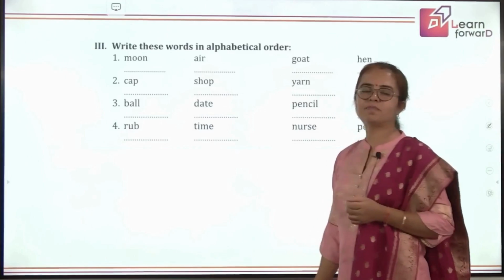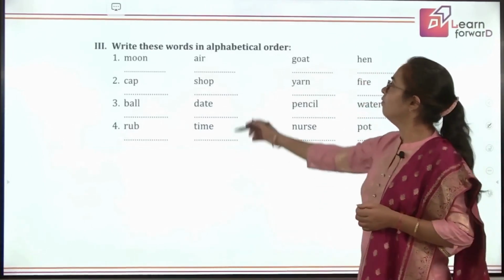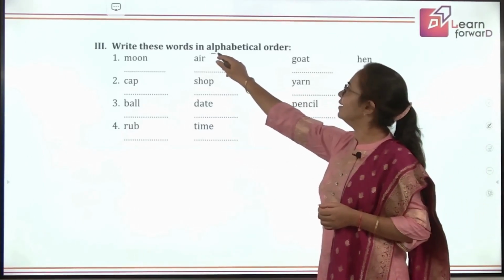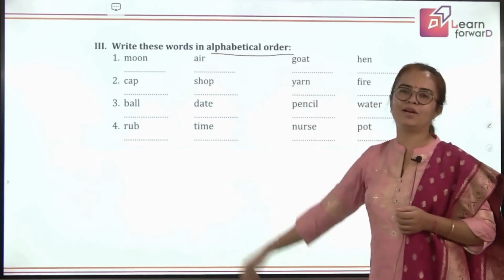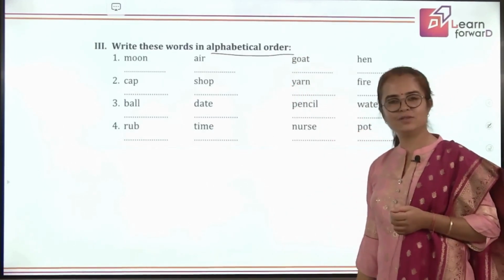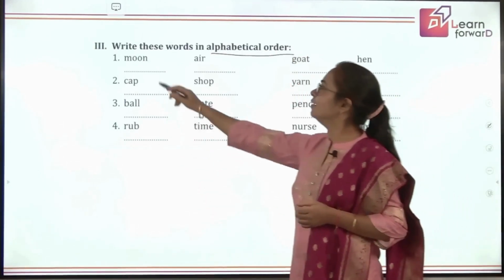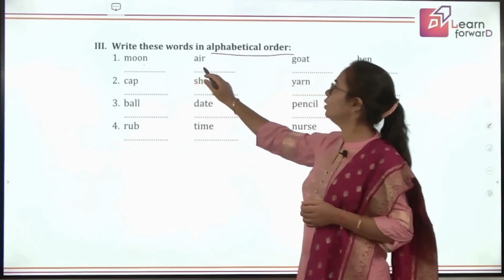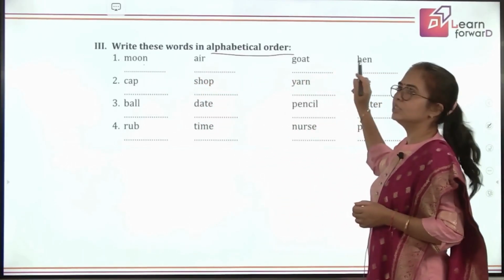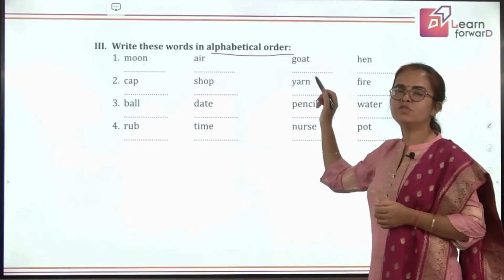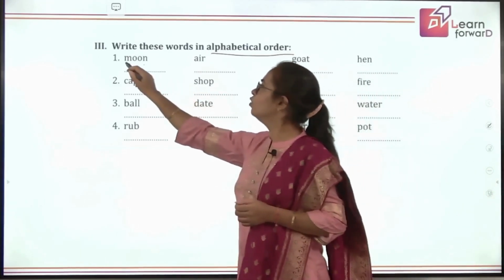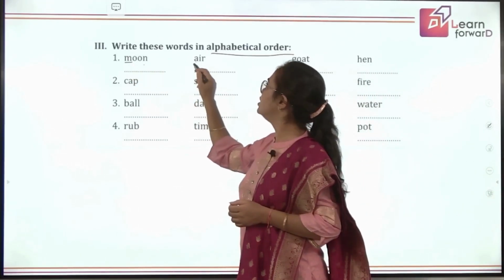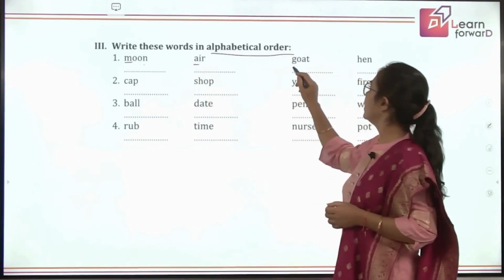Yes, let's practice doing these now. Write these words in alphabetical order. So let's do this exercise. These words are moon, air, goat, and hen. So first let us underline the first letter of these words. M-A-G-H.